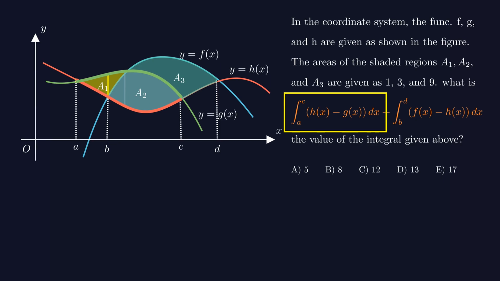Since the expression inside the integral is h of x minus g of x, and g of x lies above h of x in this interval, this integral actually gives us the negative of the total area between the curves, which is the sum of a1 and a2.